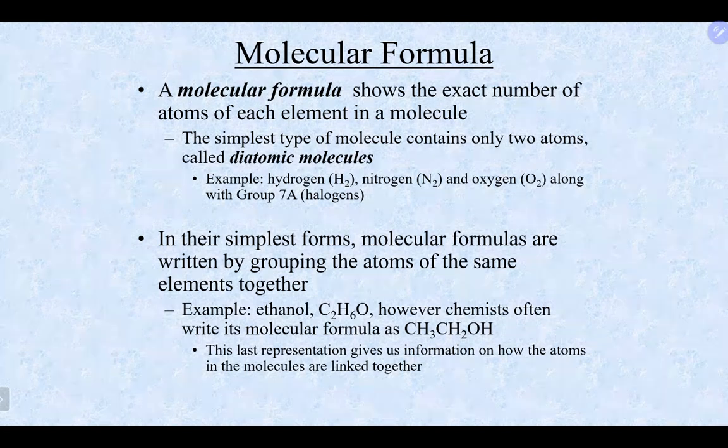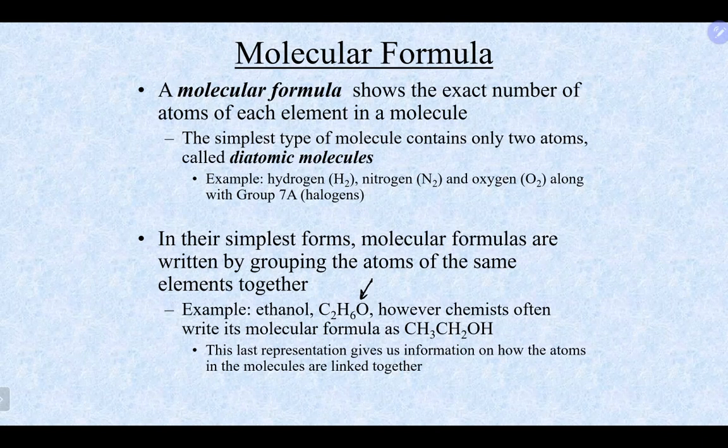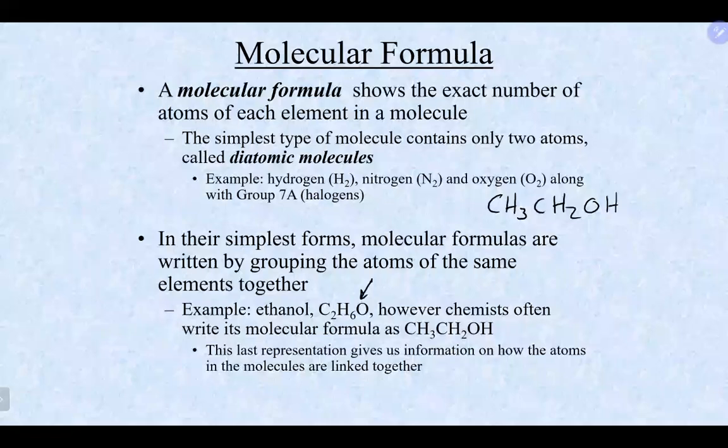For example, if we look at ethanol, that is C2H6O. That is one way that you could represent it. It tells us that there are 2 carbon atoms, 6 hydrogen atoms, and 1 oxygen atom present. This formula here, where we have CH3, CH2, and OH, is also ethanol. It has 2 carbons, 6 hydrogens, and 1 oxygen. The difference is that one gives us a little bit more information about how everybody's connected to each other. If we were to draw ethanol, it would look something like this.